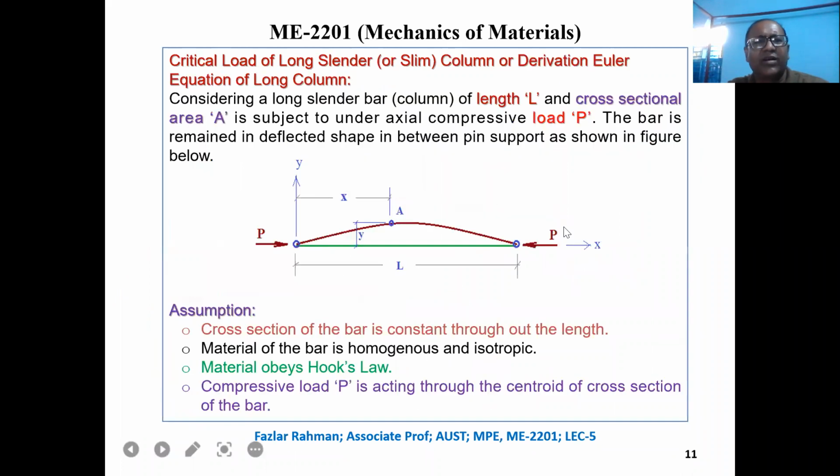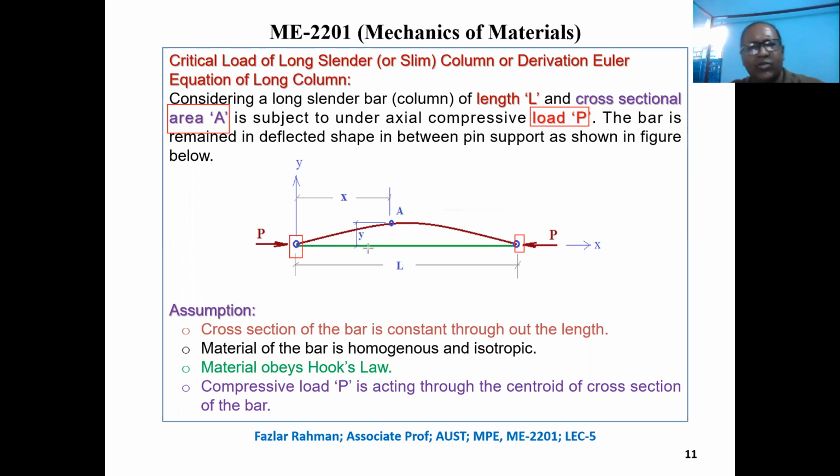Now, go back to our derivation. So we are thinking of a long slender bar of length L and cross-sectional area A, subject to an axial compressive load P, and the bar remains in a deflected shape between two pin supports, between this pin support and this support, as shown in the figure.